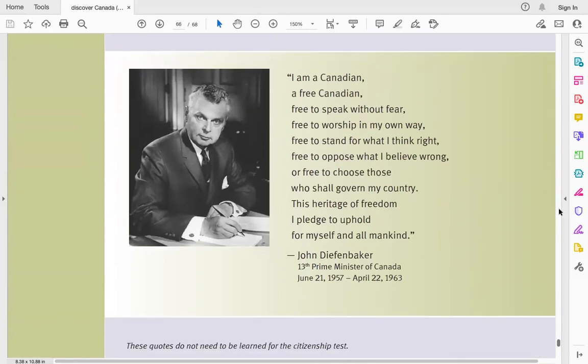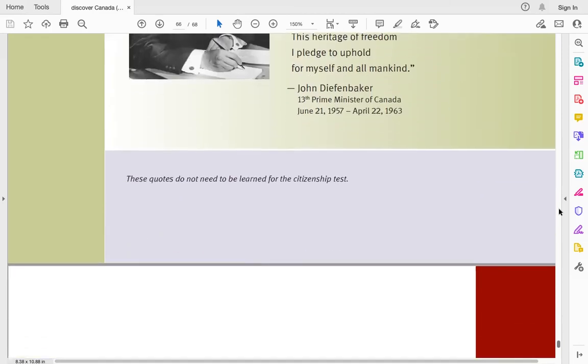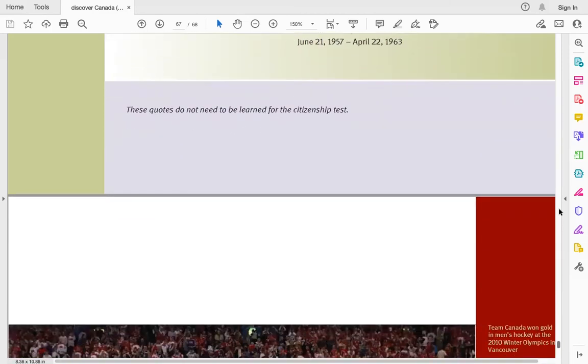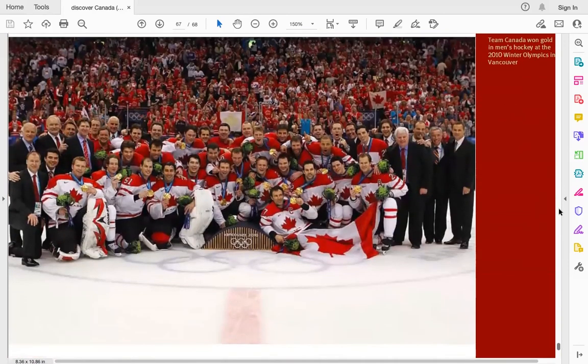I am a Canadian, free to speak without fear, free to worship in my own way, free to stand for what I think right, free to oppose what I believe wrong, or free to choose those who shall govern my country. This heritage of freedom I pledge to uphold for myself and all mankind. John Diefenbaker, 13th Prime Minister of Canada, June 21, 1957 to April 22, 1963. These quotes do not need to be learned for the citizenship test.